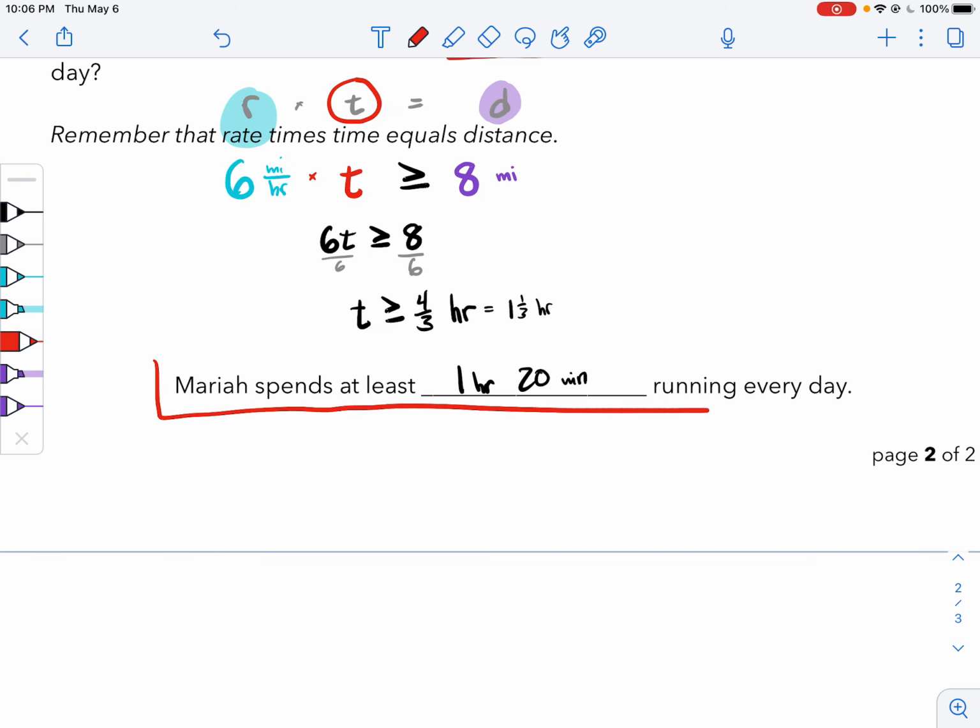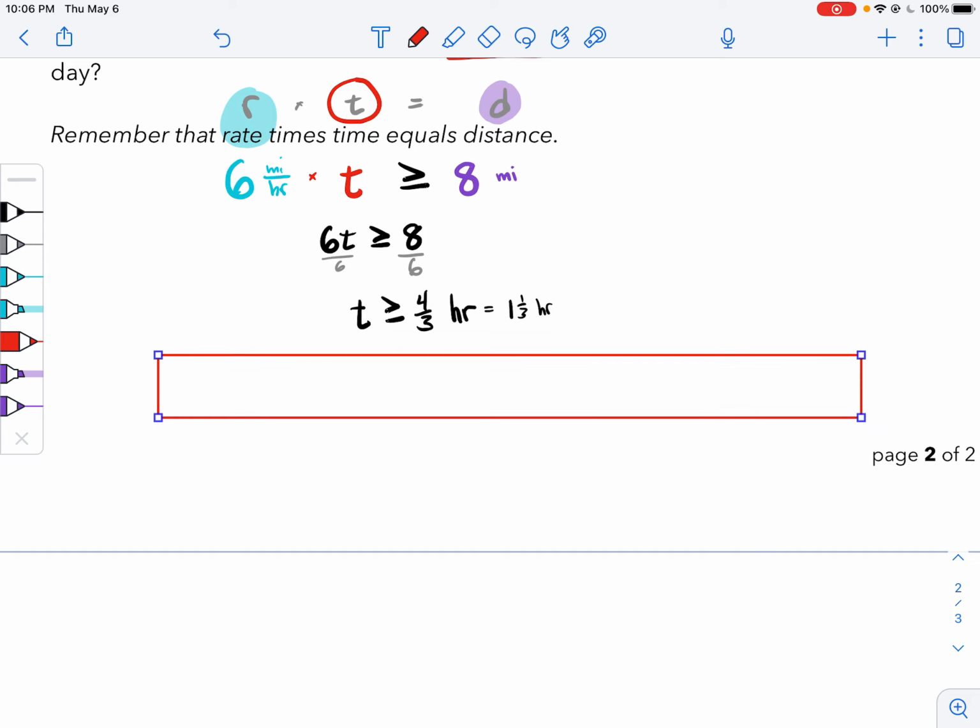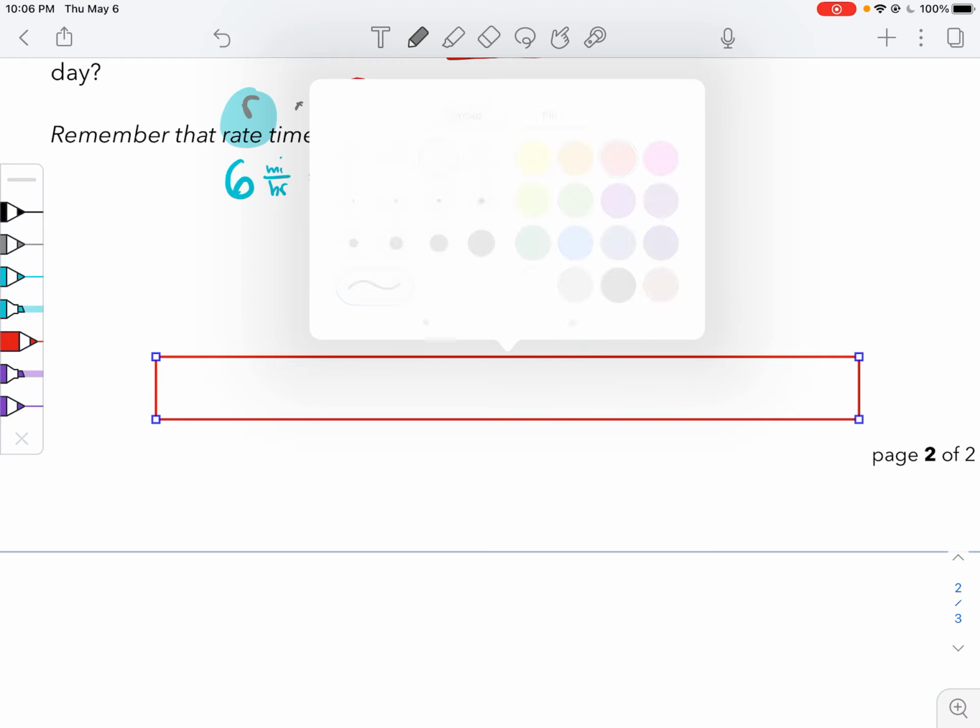Good job, Mariah. So proud of you. Oops, blocked out the whole answer. Apparently we're not proud of you anymore. I'm just kidding.